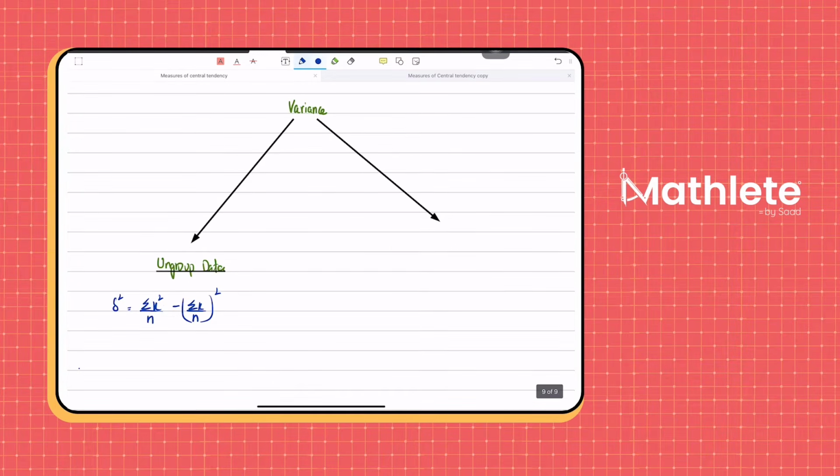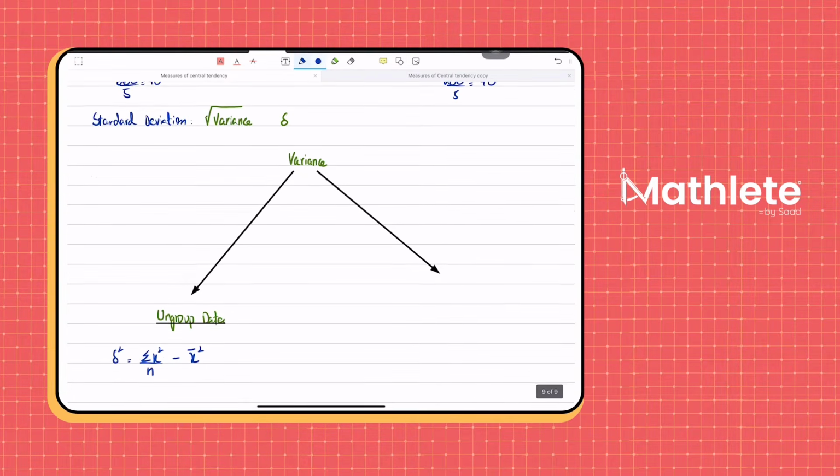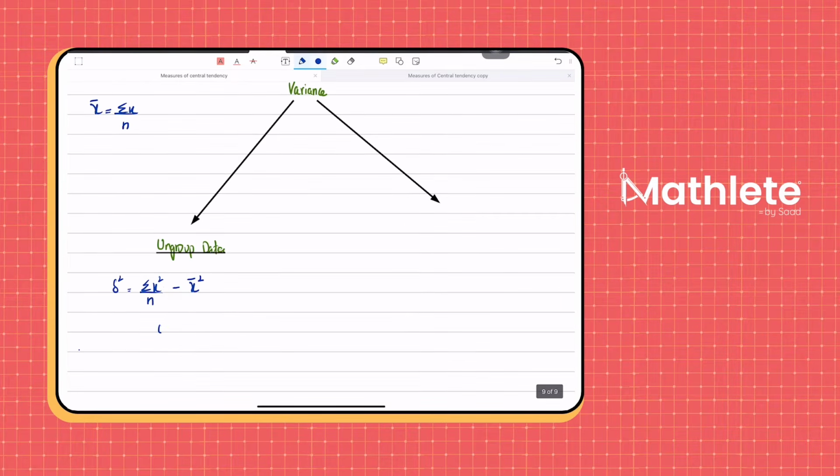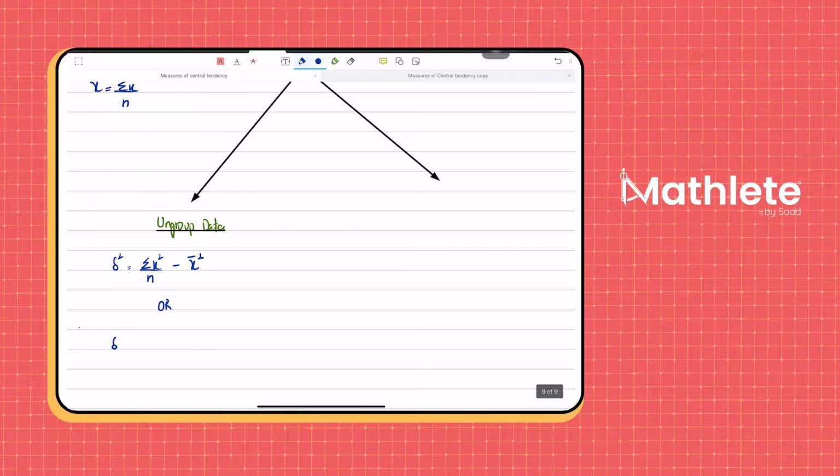And what is summation x over n? It's basically the mean. So instead, I'm going to write this as minus mean squared. I'll write this down over here, that mean is what we write as x bar, and that is sigma x over n. Now this is one formula, or there is another formula, which is sigma squared is equal to summation x minus x bar, the whole thing squared, over n.